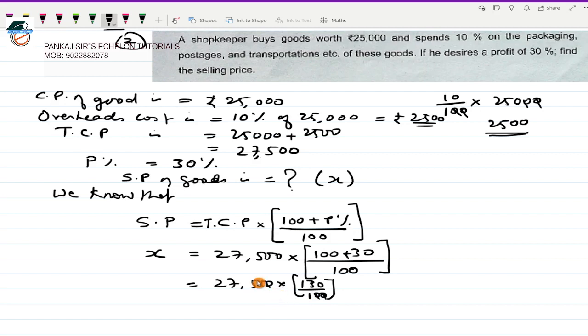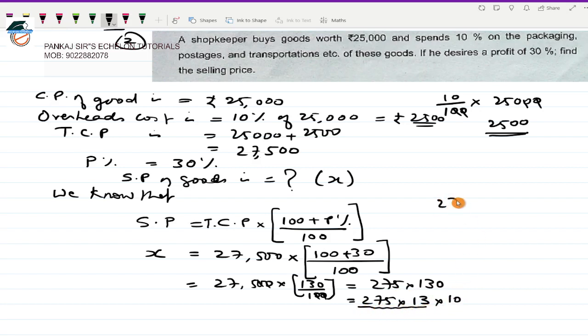Equal number of zeros you have to cut from the numerator and the denominator. So I've cut two zeros from the numerator and two zeros from the denominator. Now I am left with 27,500, that is 275 into 130. My answer will be 275 times 130. Now what I'll do is 275 into 13 into 10, just to make the calculations more simple. 130 can be written as 13 into 10. Now I'll just multiply these two and I'll add a 0 to the answer.